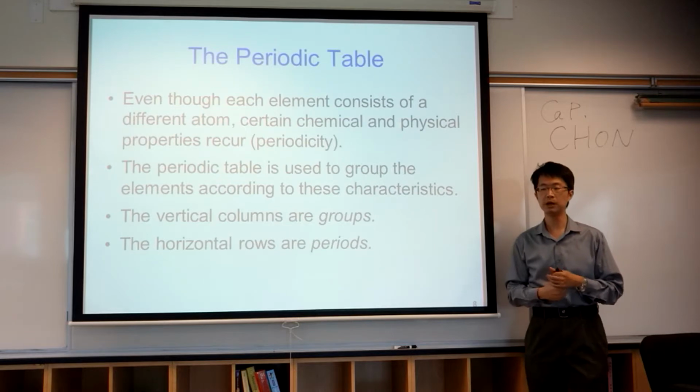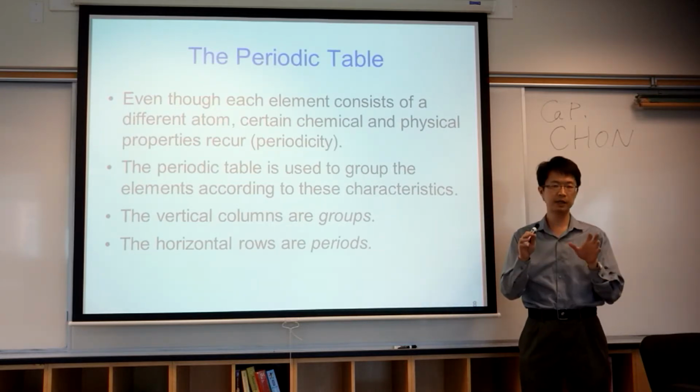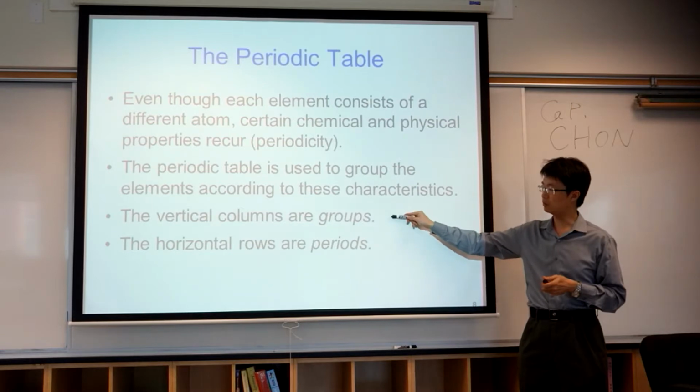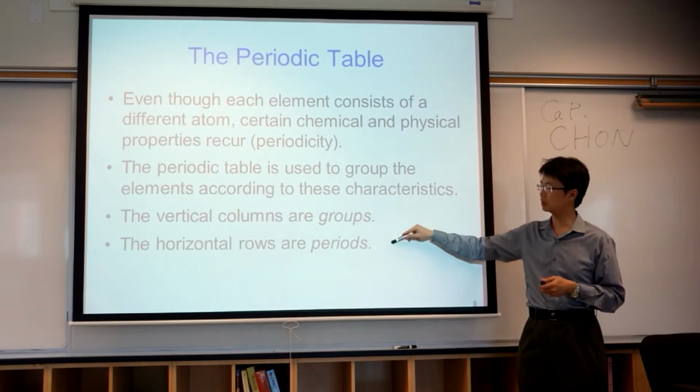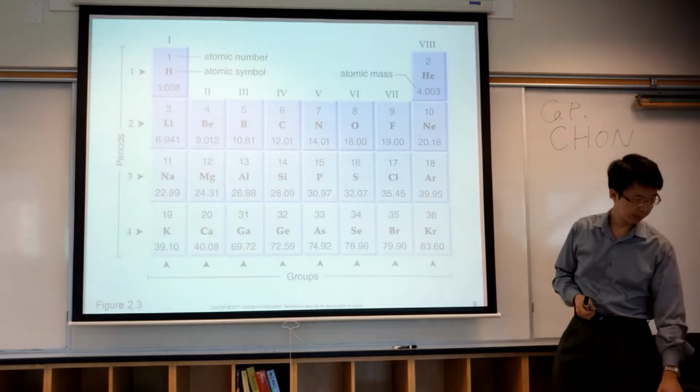Periodic table. The periodic table arranges elements into different categories. The vertical column is the group, the horizontal is the period. So these are important to know, group and period.